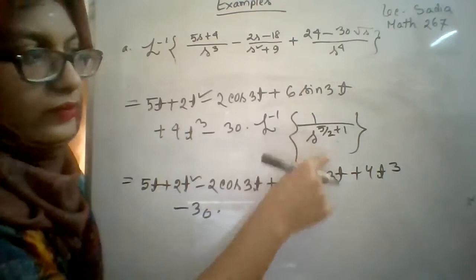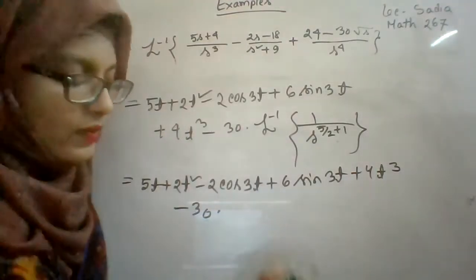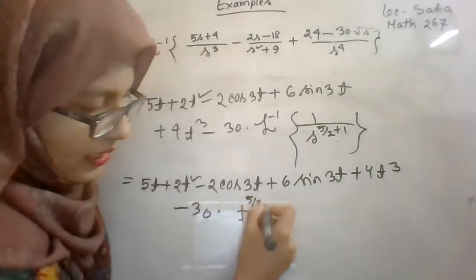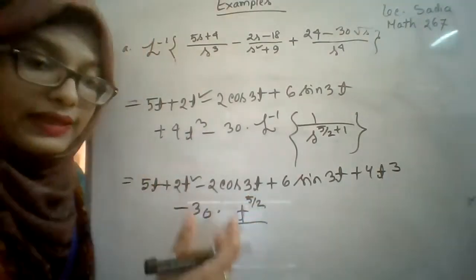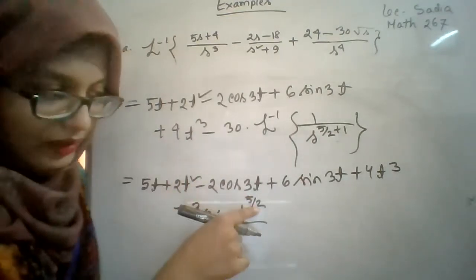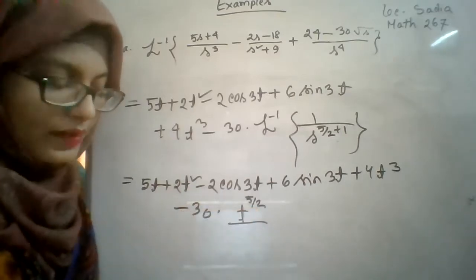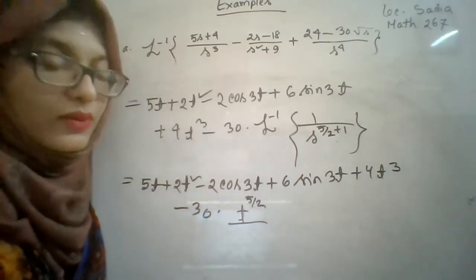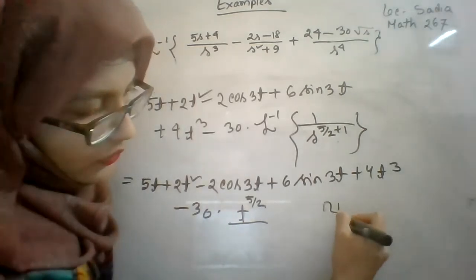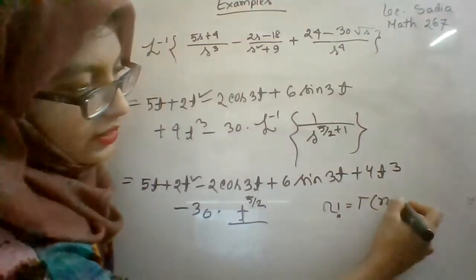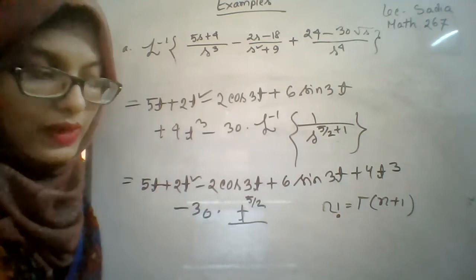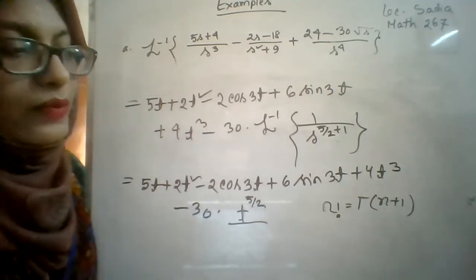into what will be the formula here? S to the power n plus 1 means t to the power n divided by n factorial, right? But here, is it possible to find the factorial of a fraction number? Students, is it possible? No. So here you have to use another procedure. That means we know n factorial is equal to gamma n plus 1. So in that sense, we will use this formula.